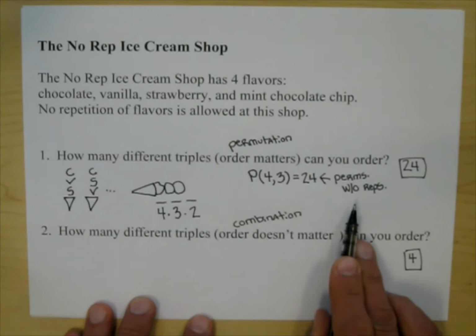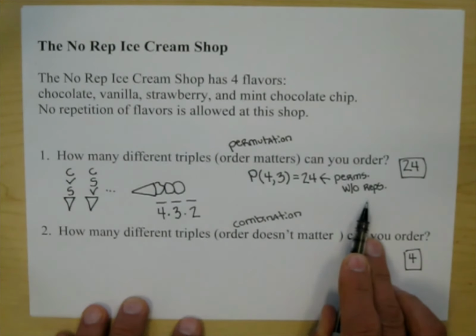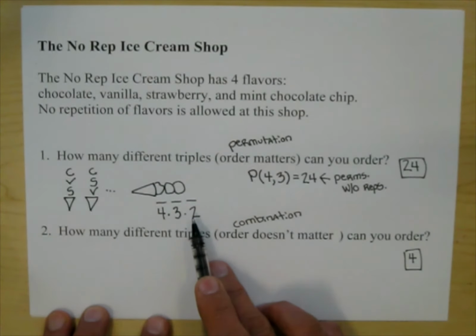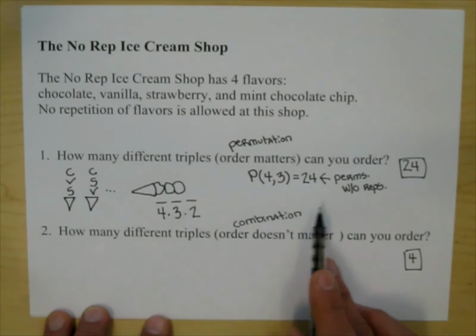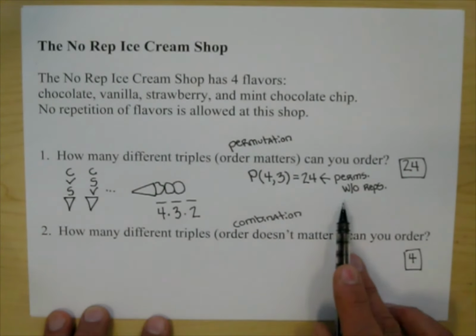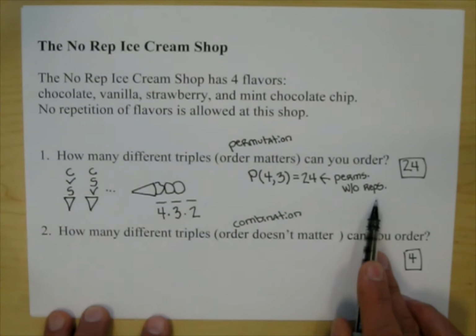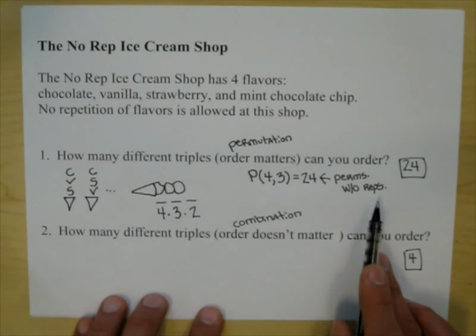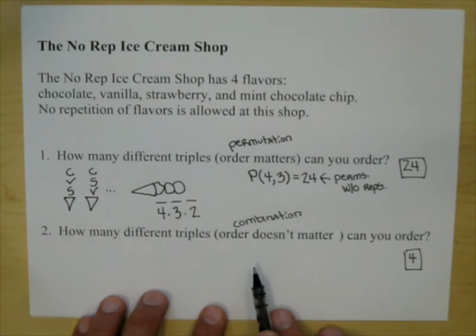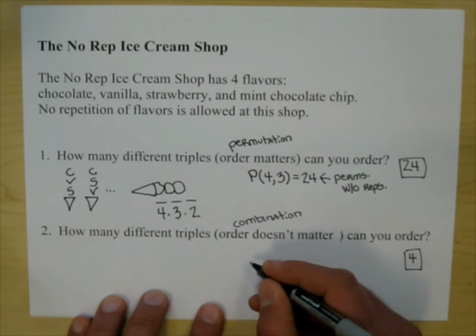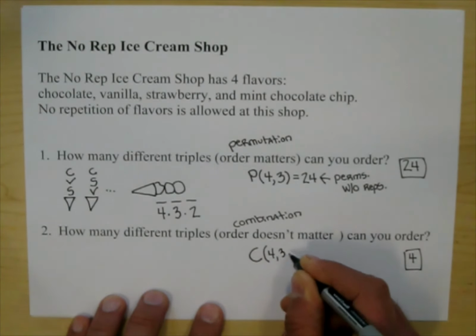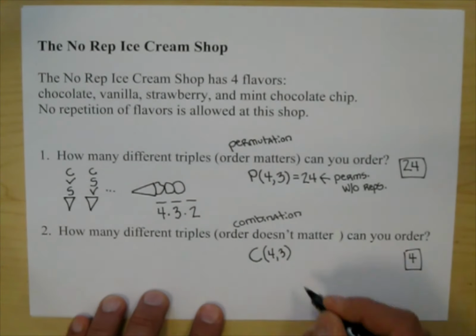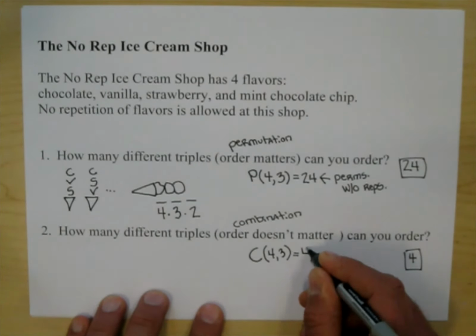Are there permutations where reps are allowed? Yes. And that's a normal ice cream shop, and you would have 4 choices times 4 choices times 4 choices. So yes, we have that, but we are focusing on permutations without repetitions. So in a similar fashion, we can do the same thing for combinations. We use the letter C, C(4,3), and that's what this number is. This equals 4.